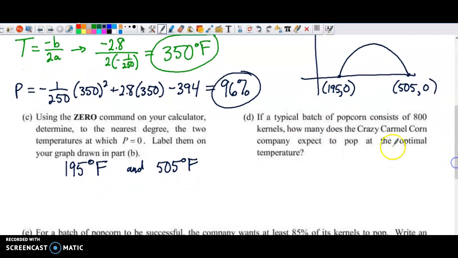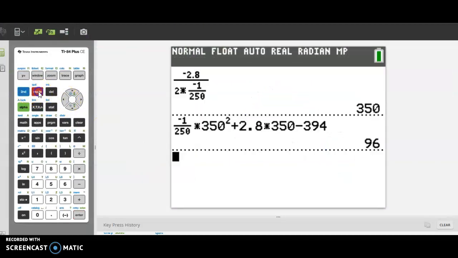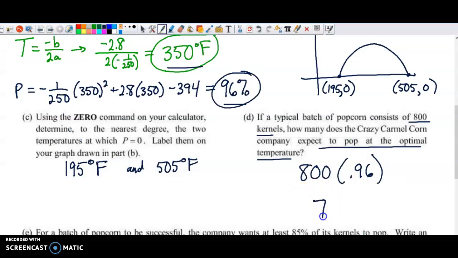And so if we have 800 kernels and we expect to get the optimal temperature, that was at 350, getting 96%, all I would do is multiply that by 0.96 to get my optimal percent. So 800 times 0.96, so about 768 kernels.